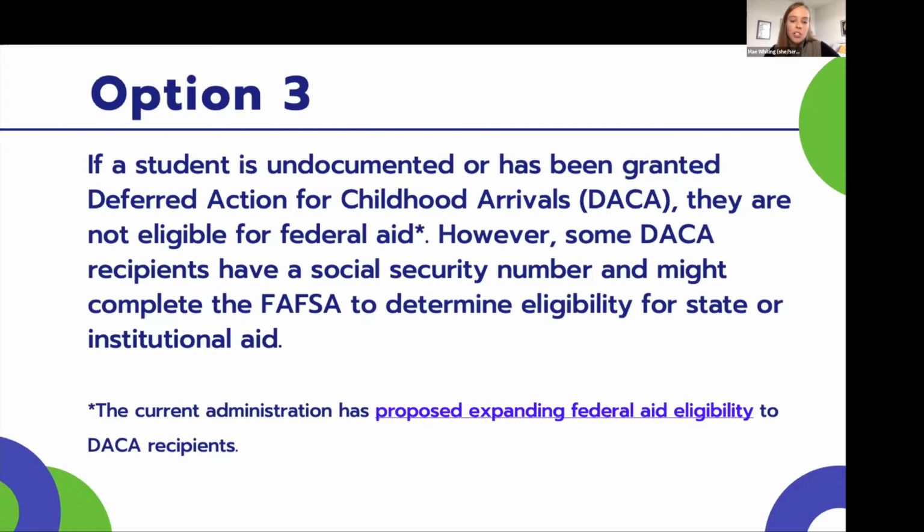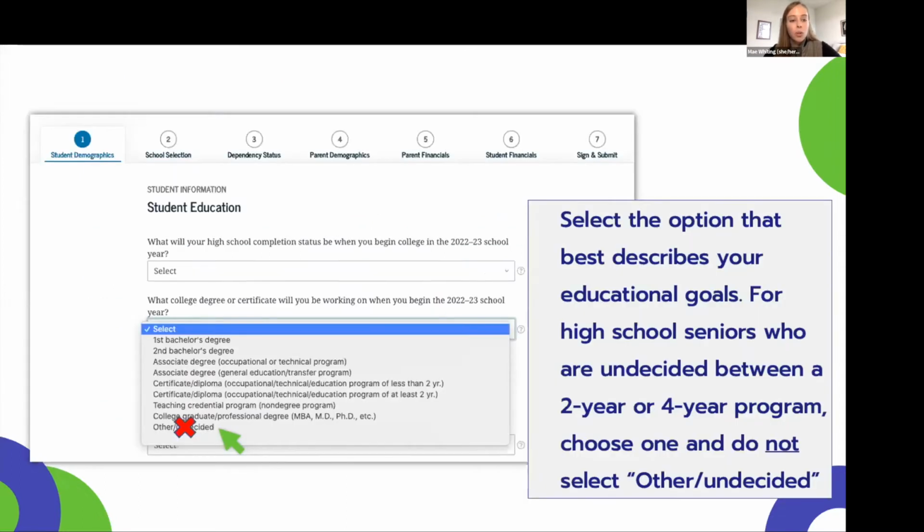The current administration is really pushing for federal aid to be expanded and for these students to actually be able to receive federal student aid. That hasn't yet gone through or passed, but should it, we will definitely keep you informed. We're going to be having an entire webinar on the topic. It will cover how to navigate financial aid for immigrant families, and we'll talk about this in detail during that. So we're finished with the citizenship question, and we're still in student demographics.